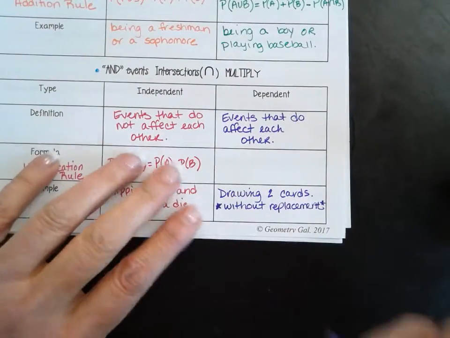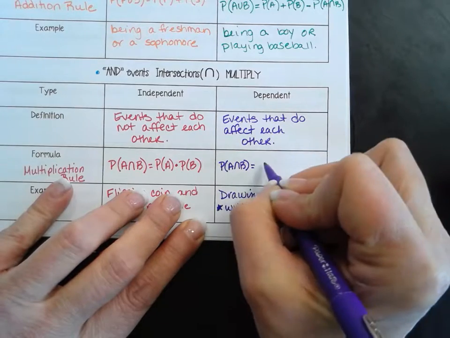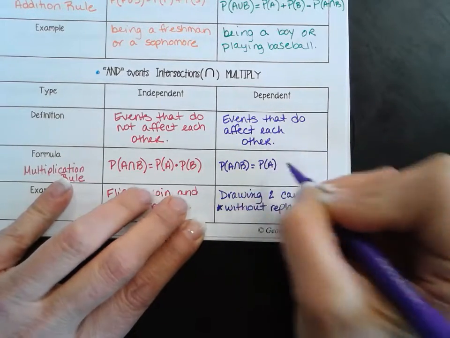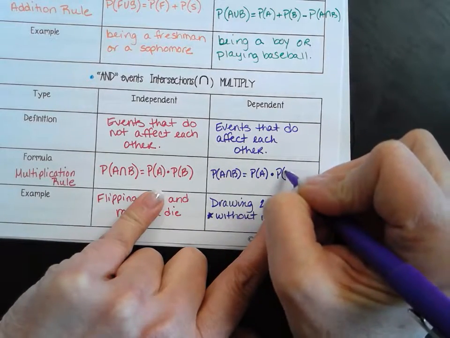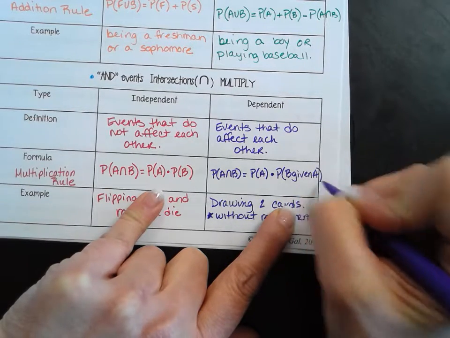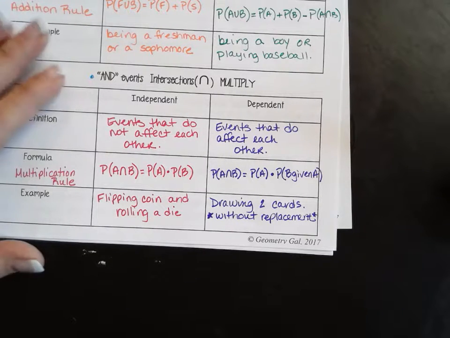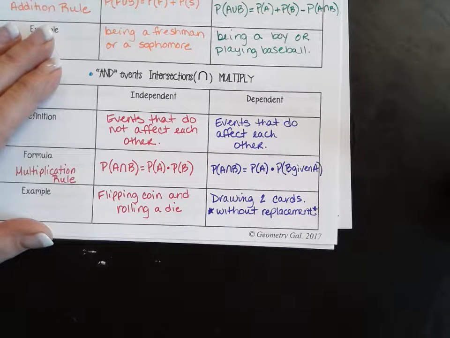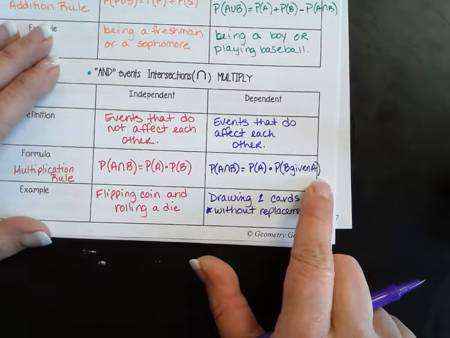Okay, and it's the same thing for my rules. I'm going to find the probability of the first one, and I'm going to multiply it by the probability of the second one given A. So I figure out what I'm doing to the second one based on what's going on. Did I put the card back in? Did I not put the card back in? Peyton, which one? Probability of B given A.